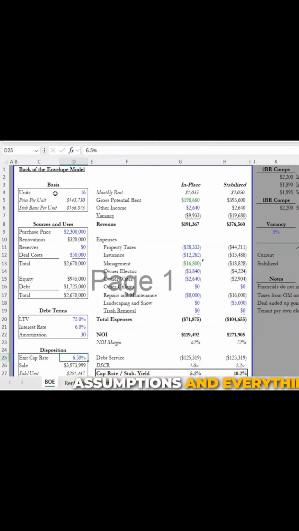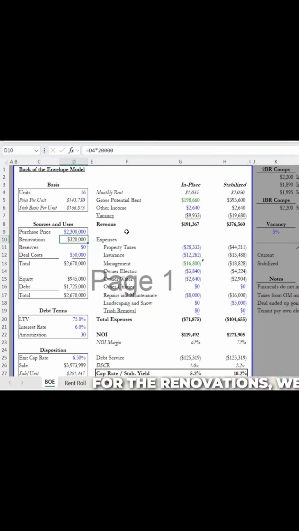You can see we have all the assumptions and everything on the left side here. It's a 16 unit deal coming in at 144 a key, stabilizing at 167 a key. That'll be important. I'll talk about that in a second. But we're assuming that we're buying it for the purchase price that they listed it for, 2.3 million. We'll obviously move that around later on if the numbers don't work, but I like starting there just to see if it's a reasonable ask or not.